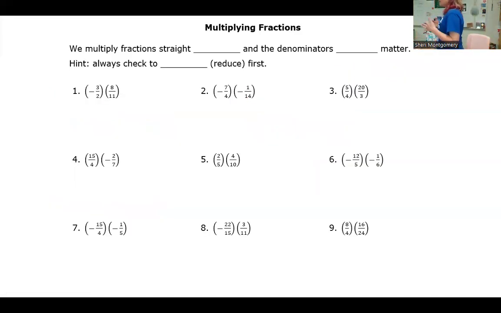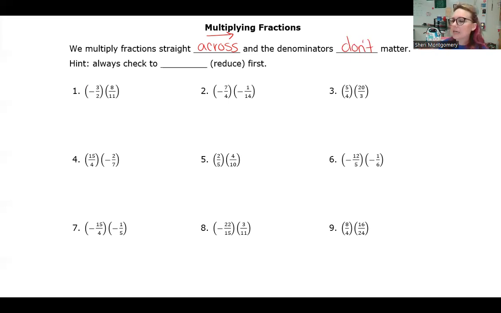Multiplying fractions is easier because it doesn't matter what the denominator is. They can be the same, they can be different. It does not matter. You do not have to check that. And so when we multiply fractions, we multiply straight across. The denominators don't matter. I mean, yes, we multiply them. You don't ignore them. But what they are doesn't matter.